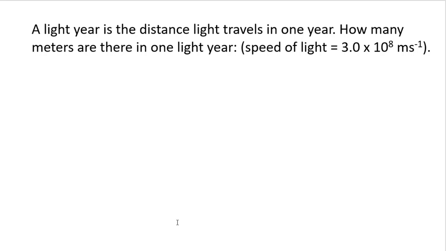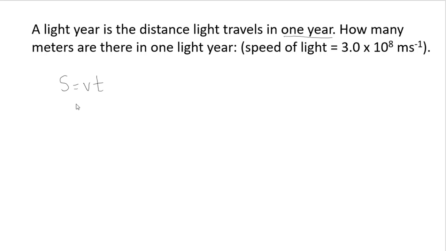So here I would like to do a simple problem, which says that a light year is the distance light travels in 1 year. How many meters are there in 1 light year? So it means light year is a distance. For distance, we have a formula: s equals vt, where s is the distance, v is the velocity, which is given here as the speed of light, 3 × 10⁸ meters per second, and t is the time. Here we know that the time is 1 year.